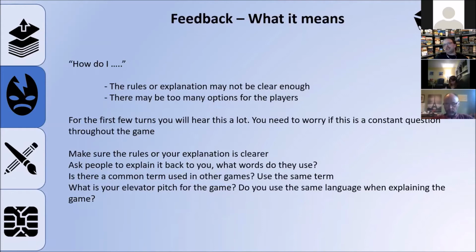Use that term. So for instance, you have a deck of cards that people draw from to start their turn. That's your draw deck. So many games already use the term draw deck that, unless you have a very specific thematic reason for needing to change that term, don't. Use terminology that people are already used to.